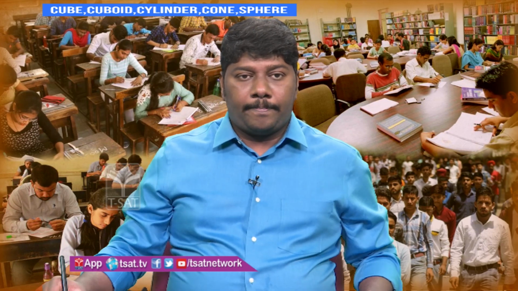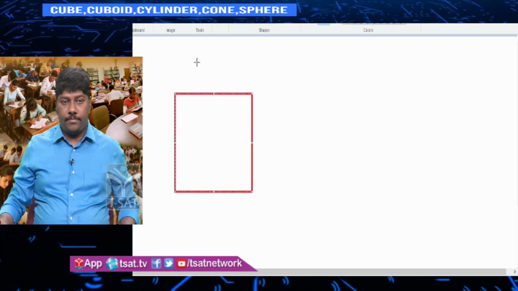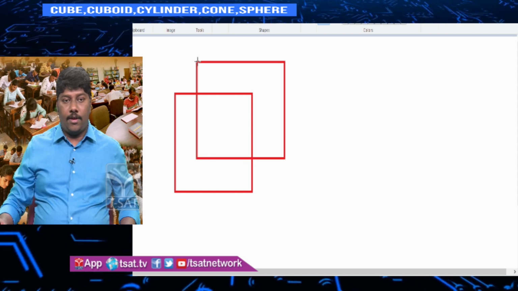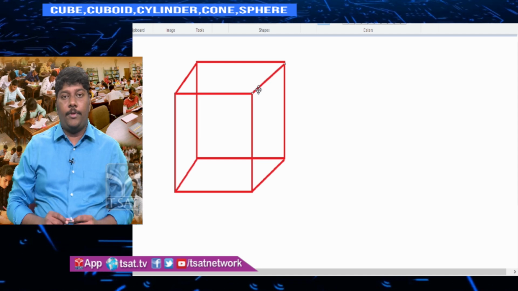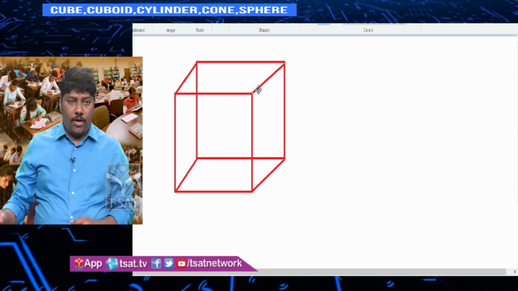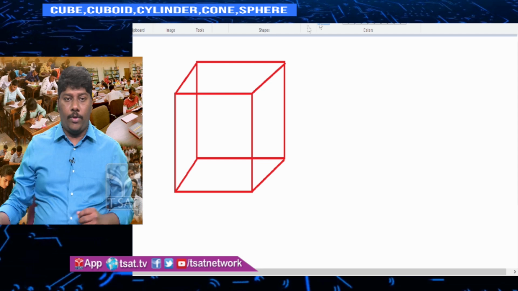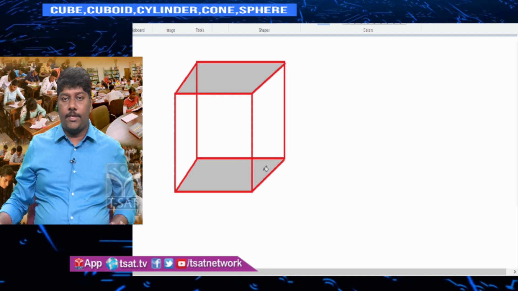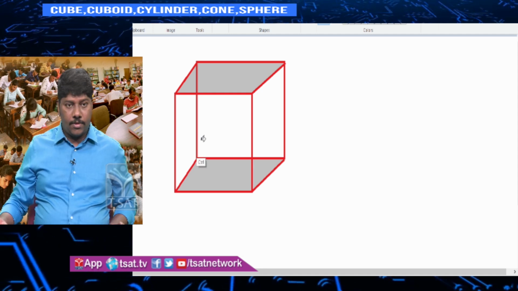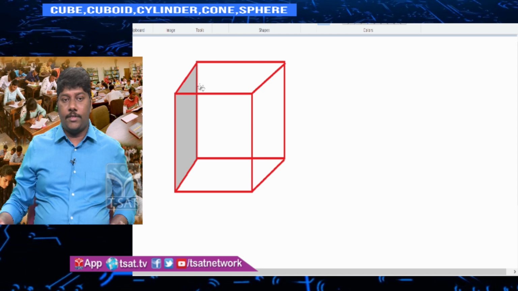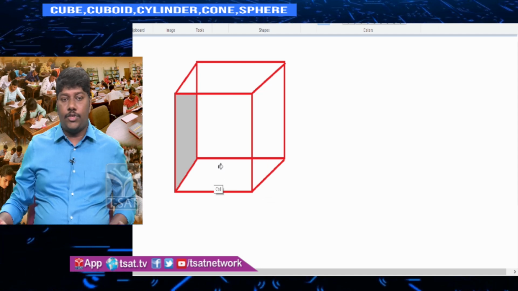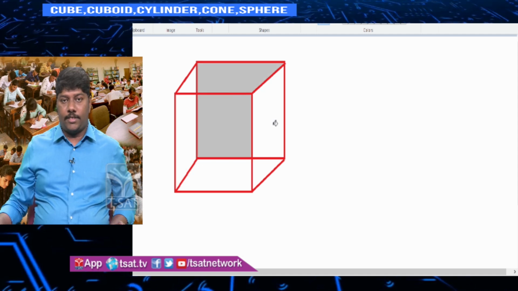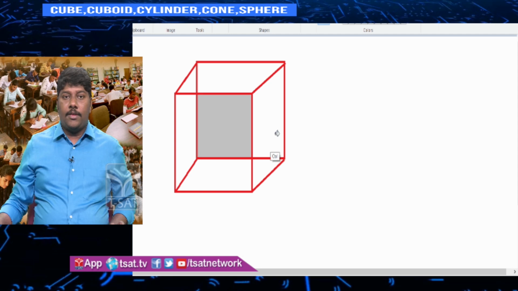Cube is actually a square prism where all the surfaces are the same. For a cube, there are 6 surfaces, all of them equal. Here, this is the upper surface, this is the bottom surface. These two are side surfaces and these two are front and back. This is the front surface, this one is the back surface. So, there are totally 6 surfaces.